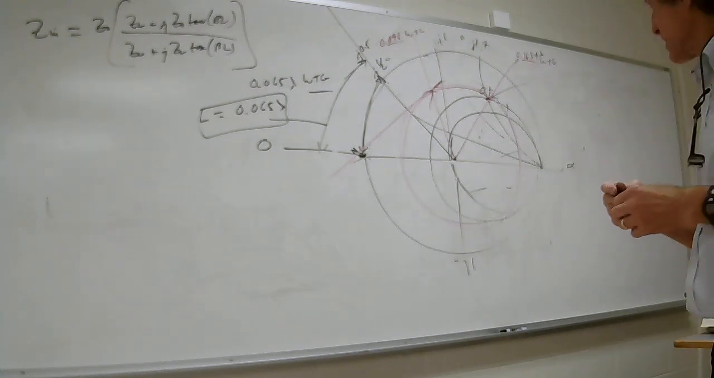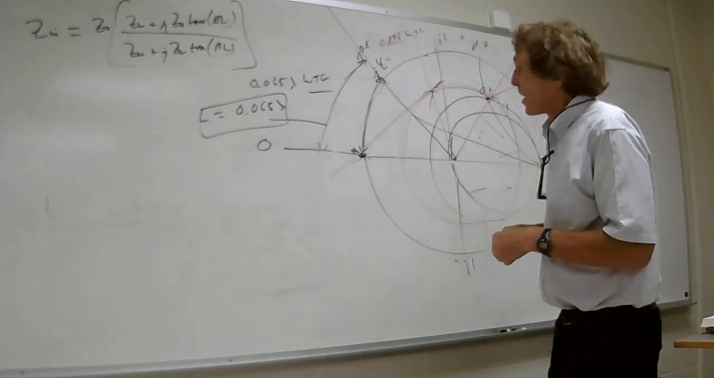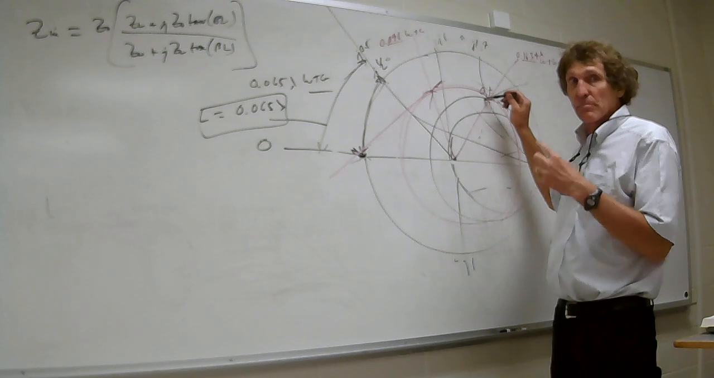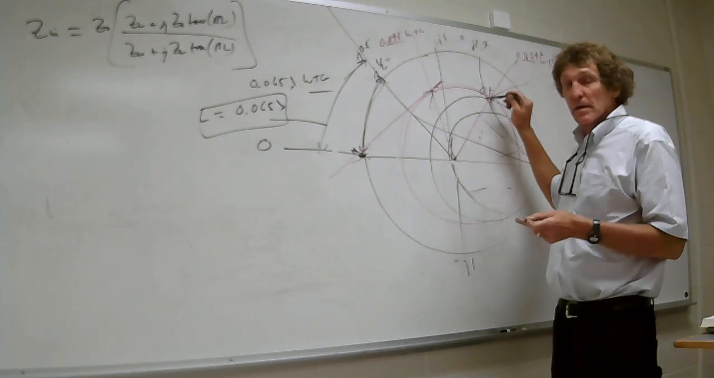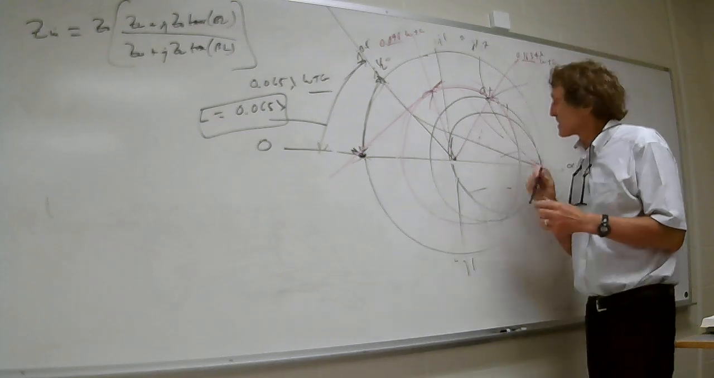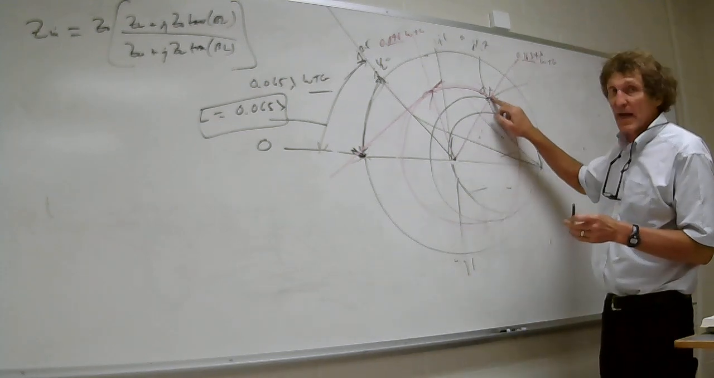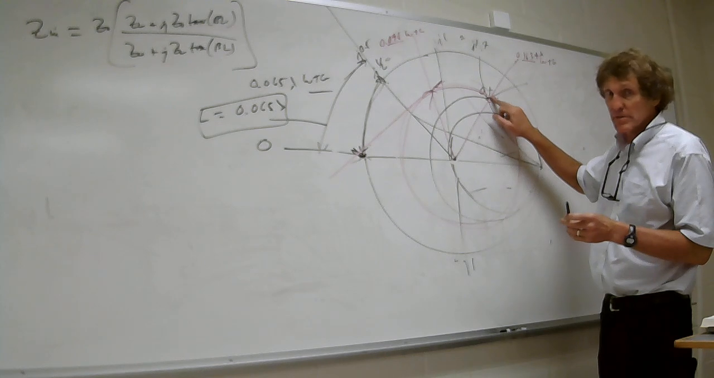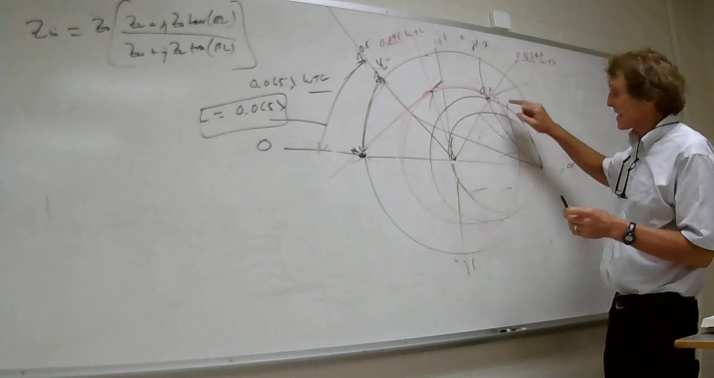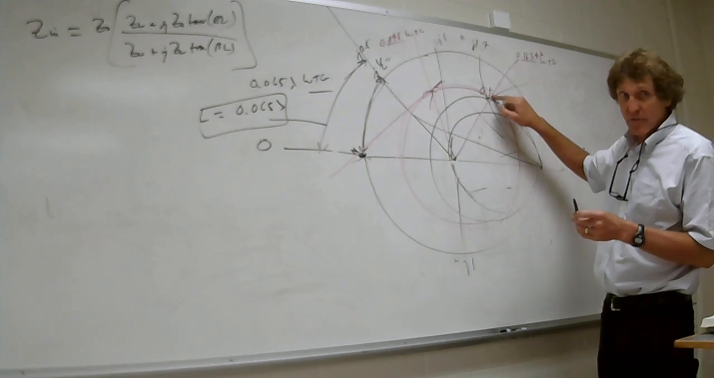Do y'all understand why I plotted this point? Why did I plot it? That's the Z_N with the load, right? So I plotted it there. Now you understand if that's the input impedance, the load impedance is somewhere on this trajectory. You understand why, right?